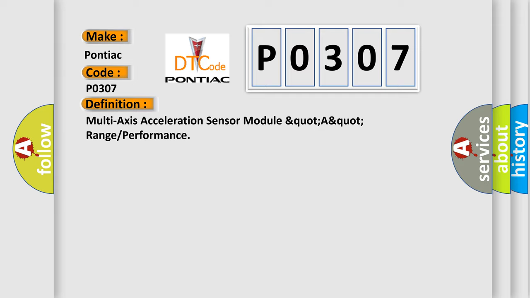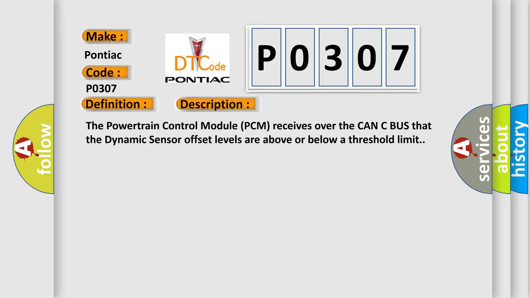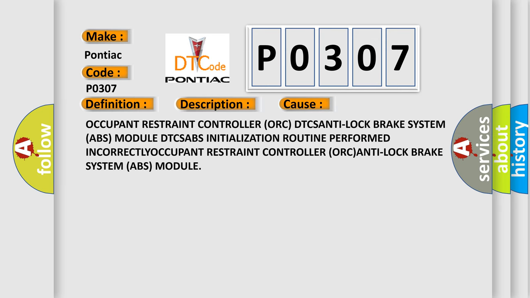And now this is a short description of this DTC code. The powertrain control module PCM receives over the CAN C bus that the dynamic sensor offset levels are above or below a threshold limit. This diagnostic error occurs most often in these cases: occupant restraint controller ORC DTC, anti-lock brake system ABS module DTC, initialization routine performed incorrectly, occupant restraint controller ORC, anti-lock brake system ABS module.